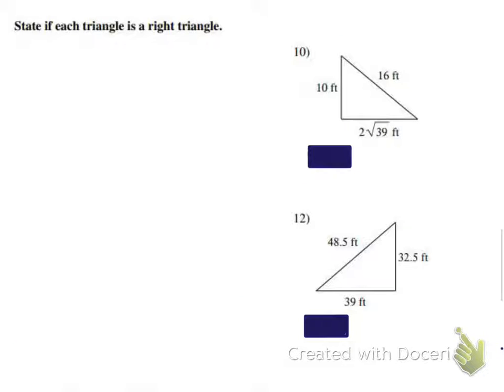All right, state if each triangle is a right triangle. So a right triangle, what it means is a squared plus b squared has to equal c squared. So anything on the left has to equal anything on the right. So the final answer on the left has to equal the right. So let's do this.